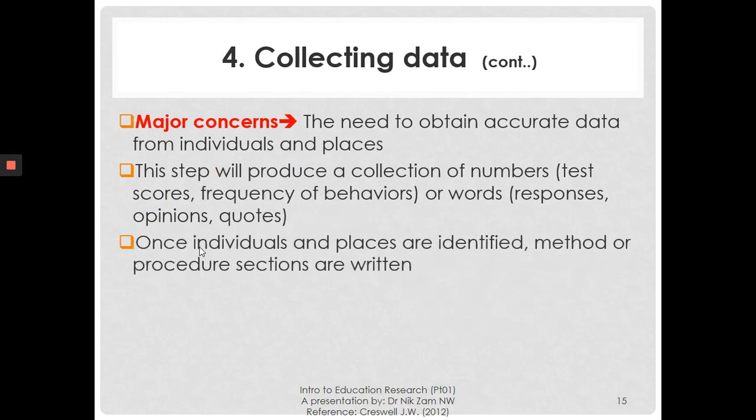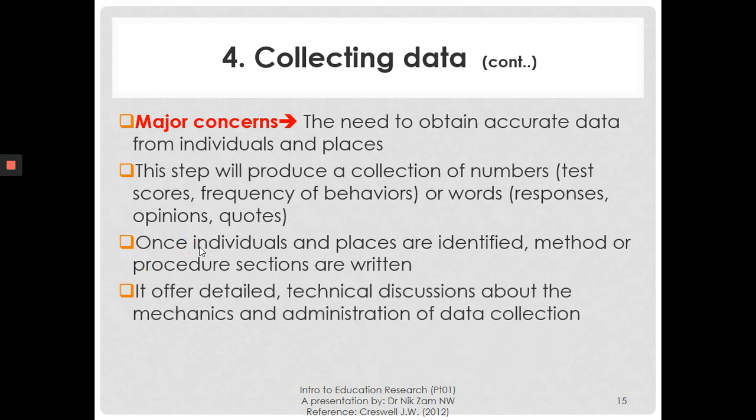Once individual and place are identified, method or procedure section are written. It offers detailed technical discussion about the mechanic and administration of data collection. So this is a proses keempat iaitu collecting data. Okay, so bila you dah kenal pasti siapa sampel you akan detailkan dengan macam mana you nak collect data. Okay, the technical part of collecting the data.